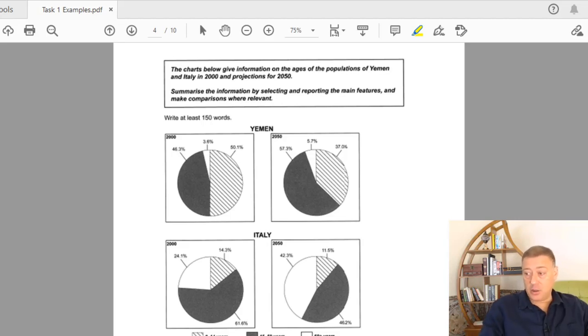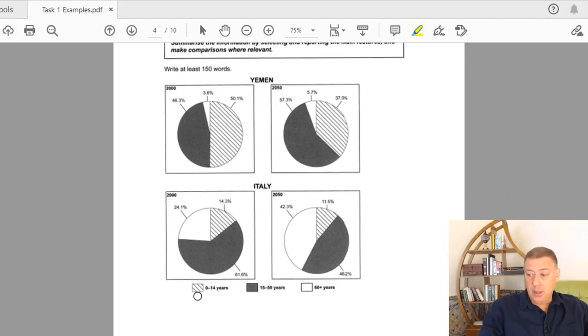And then, the categories that you've got here are 0 to 14 years, 15 to 59, and 60 plus. So that's what you're going to talk about. So if you think about what are the changes that you need to talk about, that's within these age groups, within these countries, and within these 2 time frames. So this is one where you have to talk about both differences in time and differences in categories and differences between countries. So how would you organize this one?